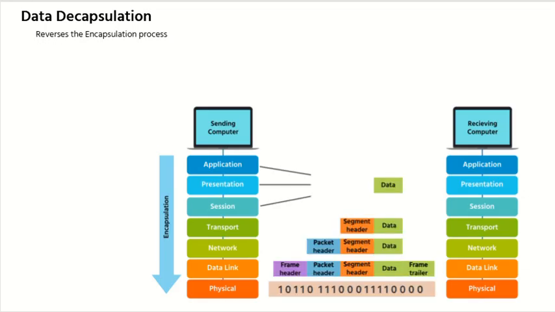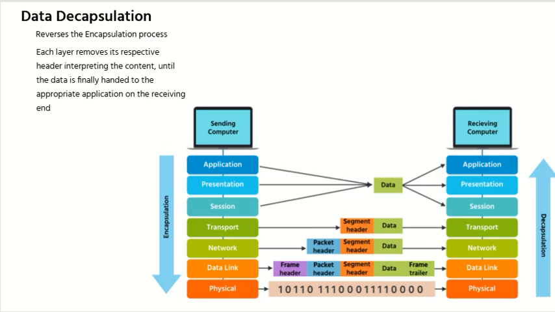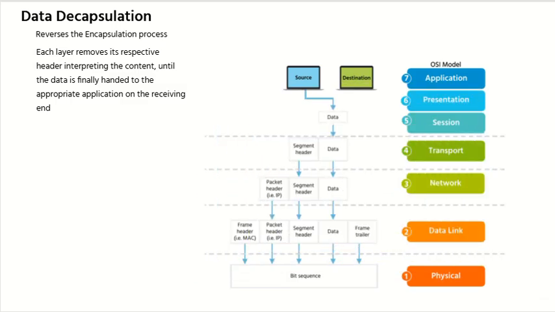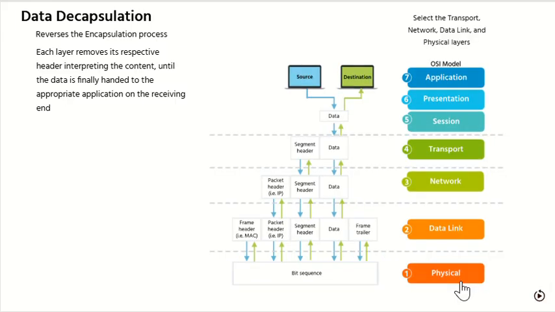When the data reaches its destination, decapsulation occurs, which is essentially the reverse of encapsulation. Each layer removes its respective header and trailer, if applicable, interpreting the content until the data is finally handed to the appropriate application on the receiving end. This process is fundamental to network communication, enabling complex data transfers in a manner that supports error checking, data synchronization, and various network functionalities. Click the transport, network, data link, and physical layers to see what happens to the data at that layer.